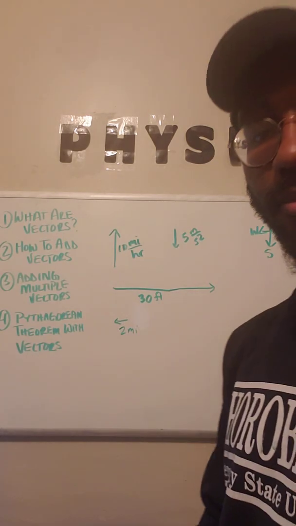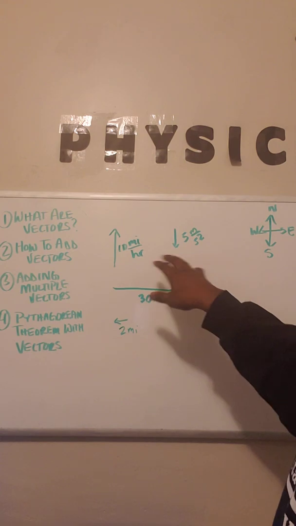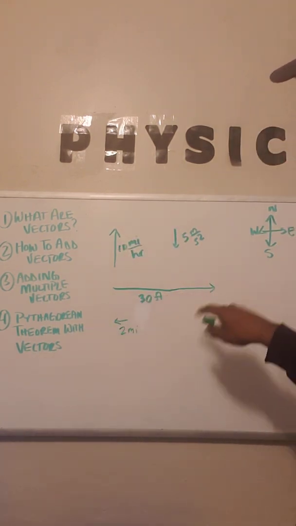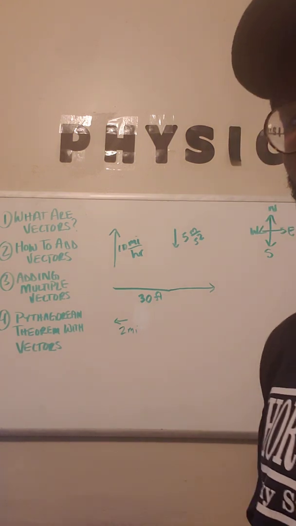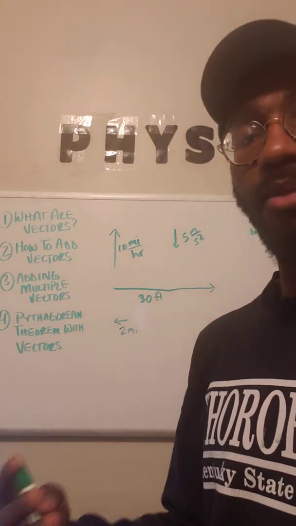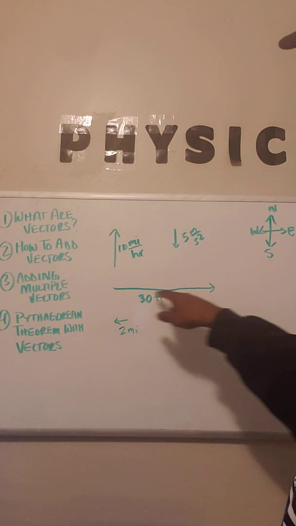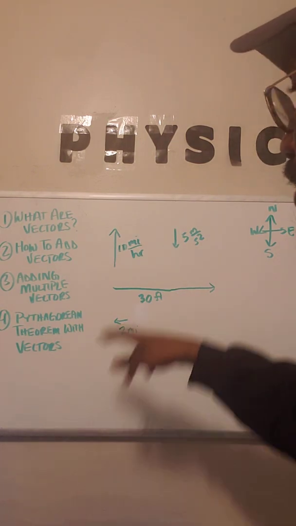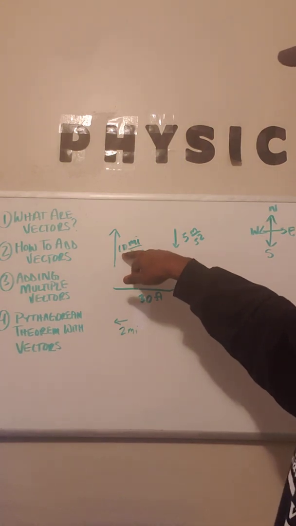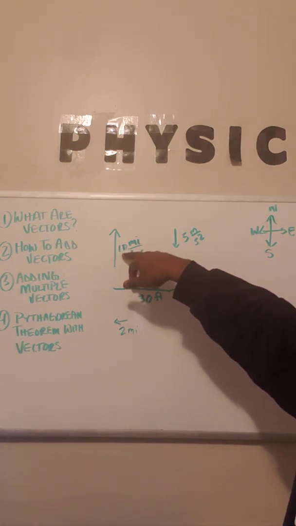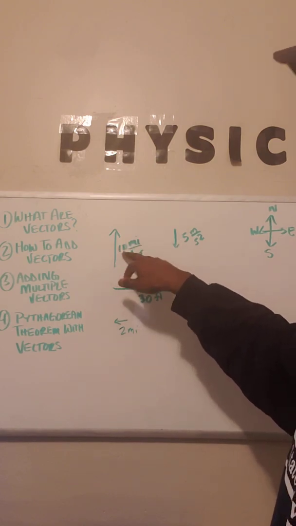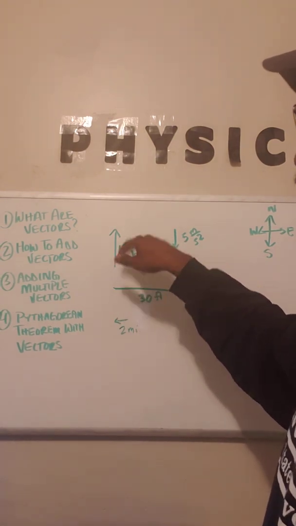Okay, great. So one thing I want us to notice about these vectors is that the length of the vector's arrow gives you a hint at the magnitude. So the longer the arrow, the larger the magnitude. And you can see that here. The magnitude of this vector is 10. All right, the units are miles per hour, so we know it's velocity. But the magnitude is 10, and it is pointing north.